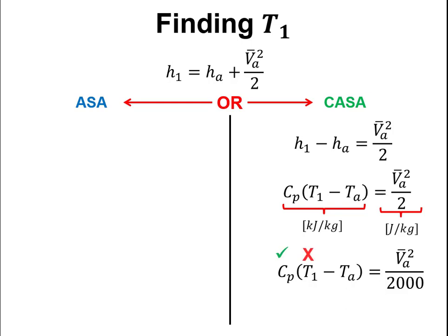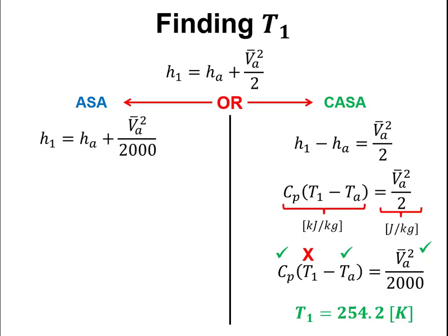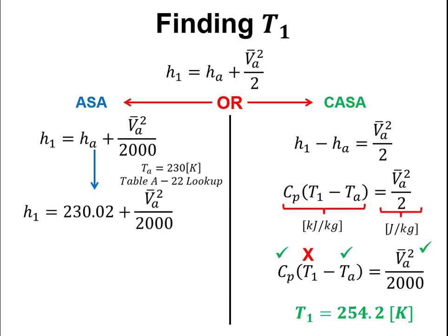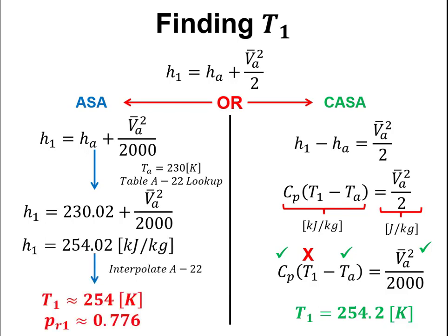So here I know Cp, I don't know T1, I know TA, and I know VA. So I can find T1 with a cold air standard analysis as 254 degrees Kelvin. For an air standard analysis, I'm going to find the specific enthalpies and not just the temperatures. I'm looking for HA in this equation, which I don't have directly, but I was told the temperature at state A. So I can go to table A22 and look this up, put it into my equation, and find a value for H1. When I know H1, I can interpolate and find T1 and PR1.